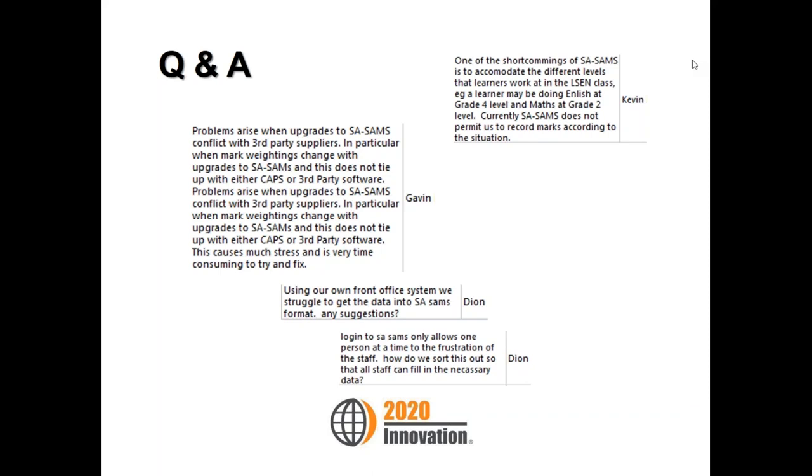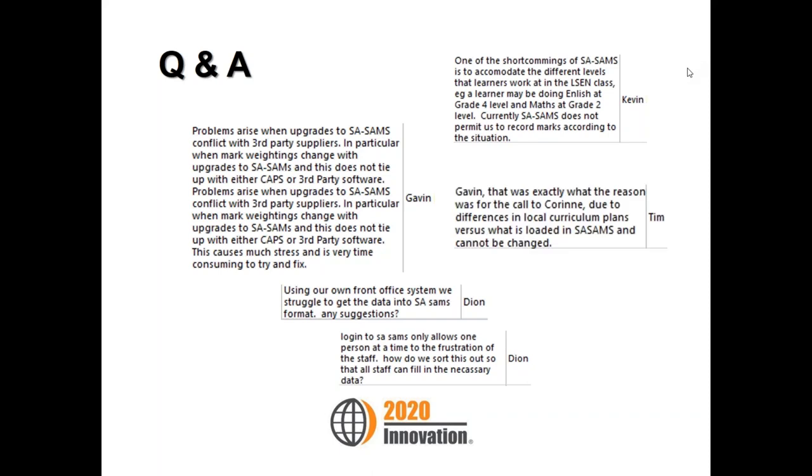Okay, logging into SASAMS only allows one person at a time, to the frustration of the staff. How do we sort this out so that all staff can fill in the necessary data? Unfortunately, that is one of the shortcomings. It is a system-based unit. You have to queue in the system. Some schools have found various ways of doing it, but it's not a cloud-based system. So it is a frustration in the system that we have to understand at this stage.